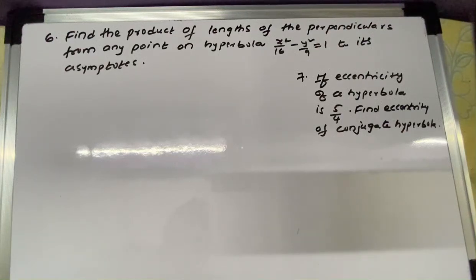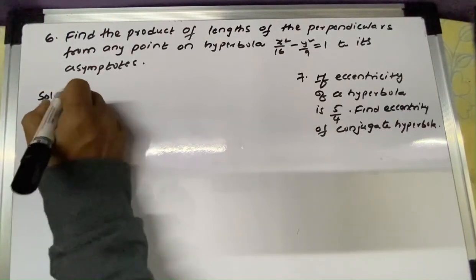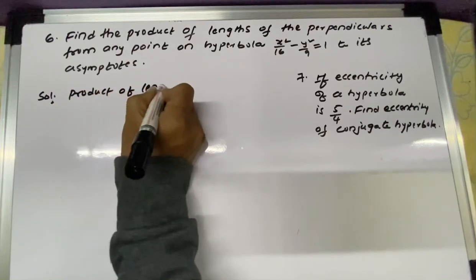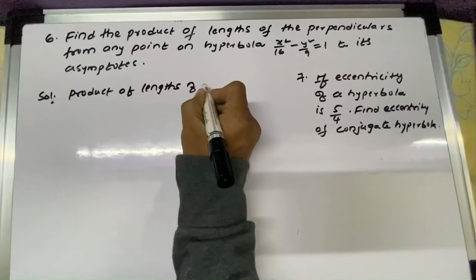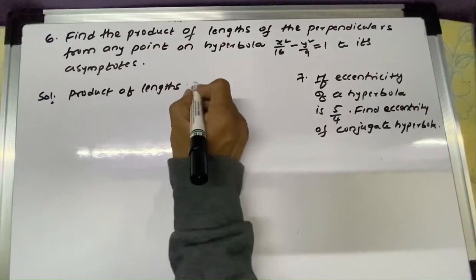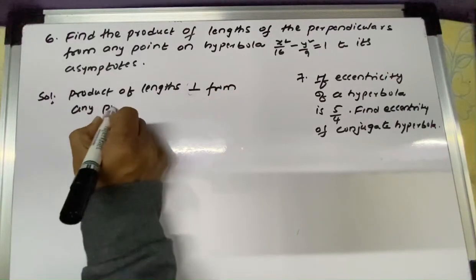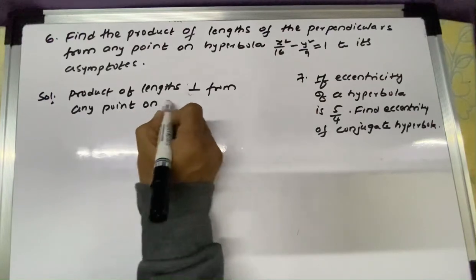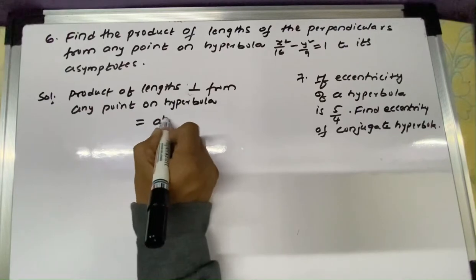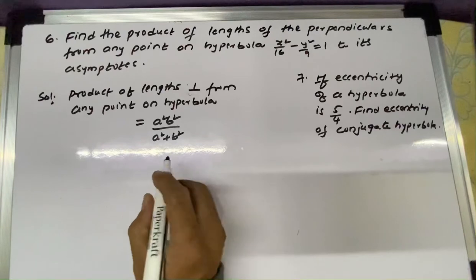Find the product of lengths of perpendiculars from any point on the hyperbola. The product of lengths of perpendiculars from any point on a hyperbola is equal to a square b square by a square plus b square. This is the formula which you need to remember. Write it down in your formula list.